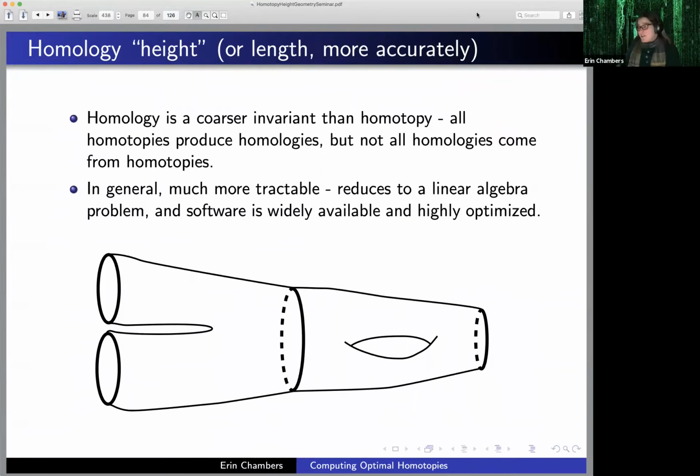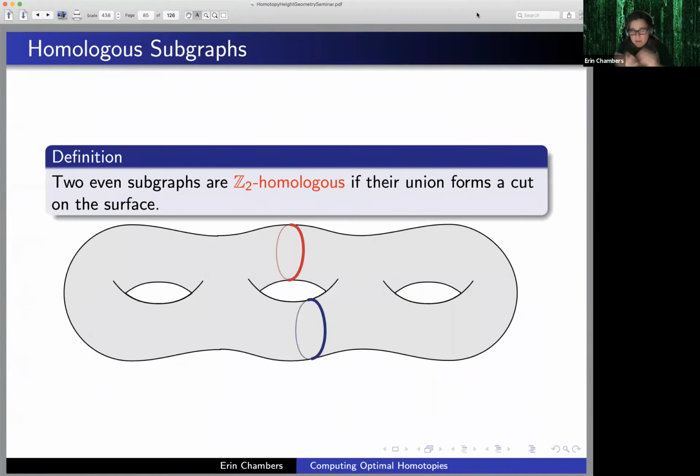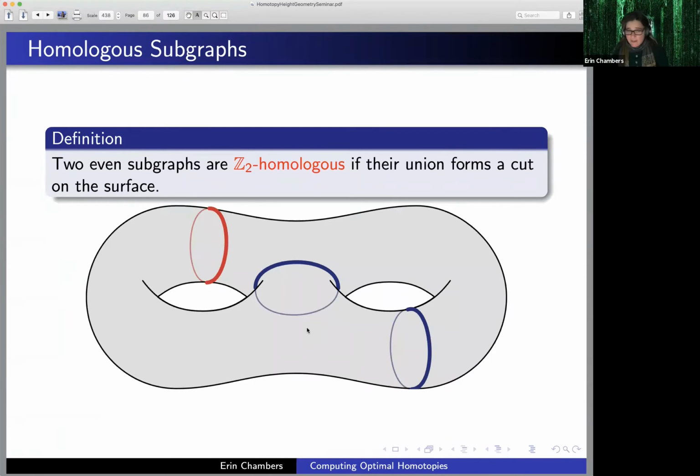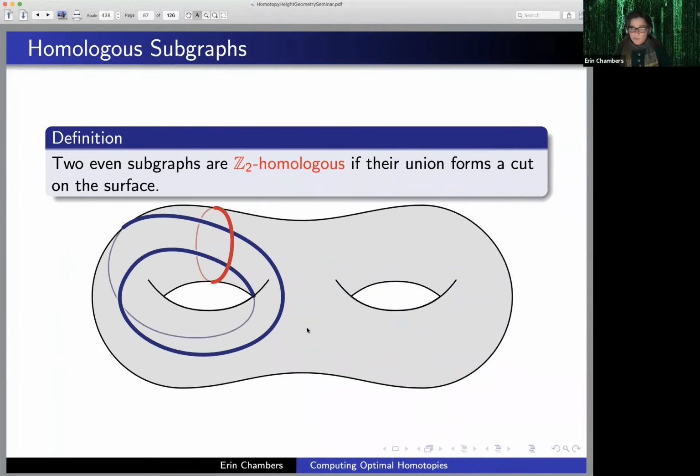So it turns out what this starts to connect to is homology height, right? Where not just continuous sweeps, but, if you've never seen Z2 homology, it's allowing collections of curves, cuts in a formal sense. So in fact, in this setting, it turns out to be Z2 homology. We say two even subgraphs are Z2 homologous if their union forms a cut, right? So these two curves are Z2 homologous because their union divides the surface. So it turns out the searching and sweeping numbers are more connected to homology than homotopy, which I think is kind of a fascinating, unexpected thing here. Here's lots of pictures of Z2 homology.